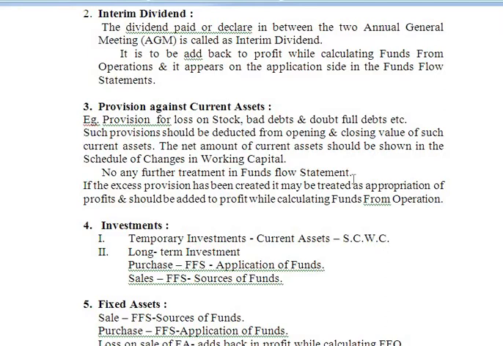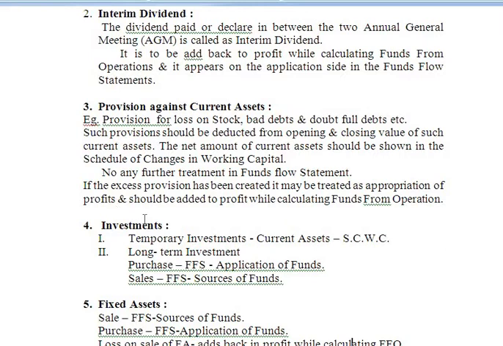Okay, now you may ask how we can deduct this balance from the opening and closing value of such current assets. For example, we create a provision for doubtful debt, that is, reserve for doubtful debt. Whatever reserve is created for sundry debtors, that RDD we have to deduct from the sundry debtors, and the final amount we have to take in the schedule of changes in working capital. That's it.